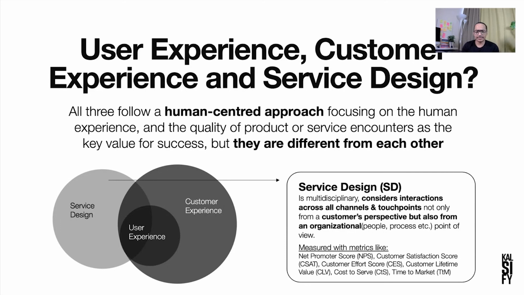Now, this is also important. In order to understand how the ecosystem works, we also need to understand what service design is, which is sometimes also called SD. SD is multidisciplinary and considers interaction across all channels and touch points. Whatever happens in the customer experience happens here too. But here, there are two different perspectives: one is from the customer's point of view, and the other is from the business, basically how the employees feel about the company, the work culture, and so on.